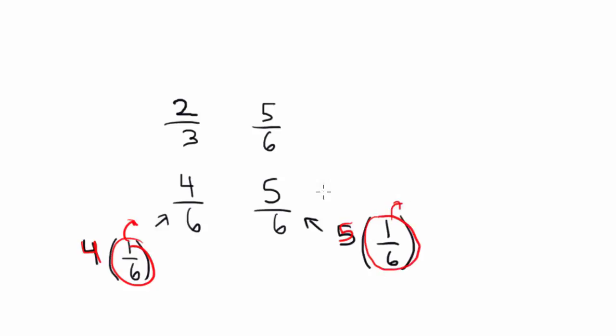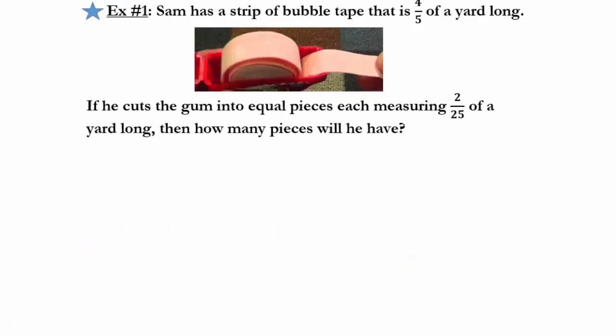But I can't compare 2 oranges with 5 apples, for example, right? 2 of these things that are thirds, it's very difficult to make sense of that if I'm comparing it to something that is in the unit of sixths. Okay, so that's a big idea. So let's see how that plays out by doing a couple of examples.